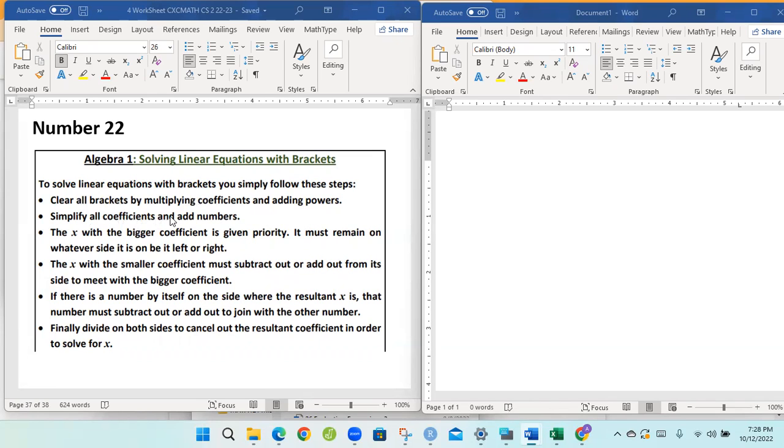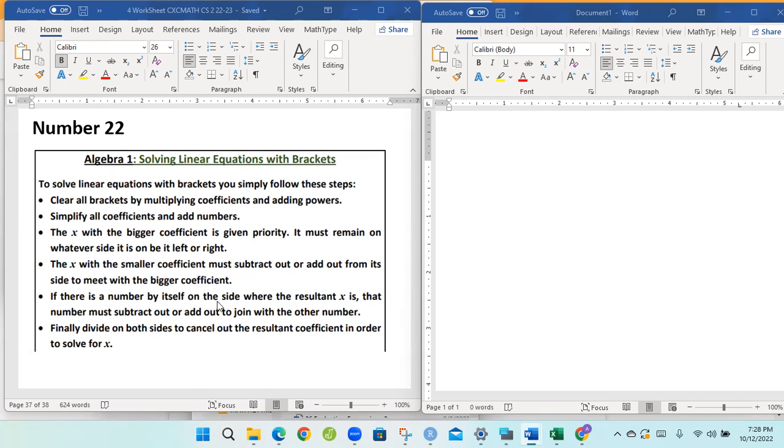Then you simplify all coefficients and add numbers. The x with the bigger coefficient is given priority. Remember, if you have x on either side, the bigger x stays on whatever side it is. It must remain. The x with the smaller coefficient must be subtracted out or added out. It must be cancelled out to meet the bigger x.